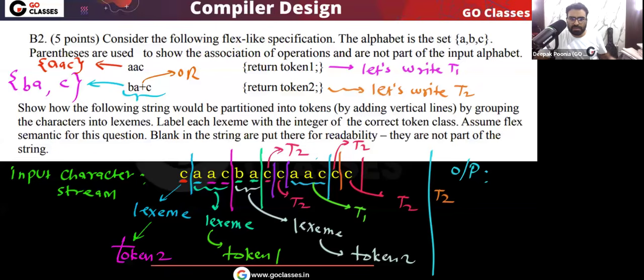So you can see the output of the lexical analyzer, what is that? That is token 2, T2, then T1, then T2, T2, T2, T2, T2. Next after that, T1, T2, T2, T1, T2, T2. That's it. I hope you understood this point. So remember, this will be the token stream, this will be the output. Very simple point, right?